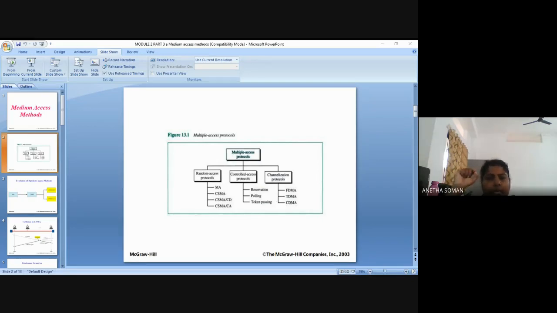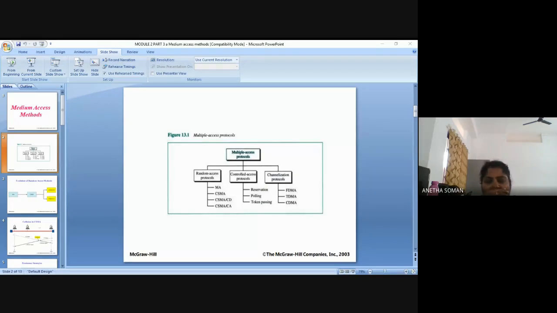Okay, understanding? So beginning, I started with the medium access method. It is one of the functions of the data link layer. The data link layer you can divide into two sub layers. One is the data link control, which you can also call logical link control. And the second is the MAC layer, the medium access control layer.